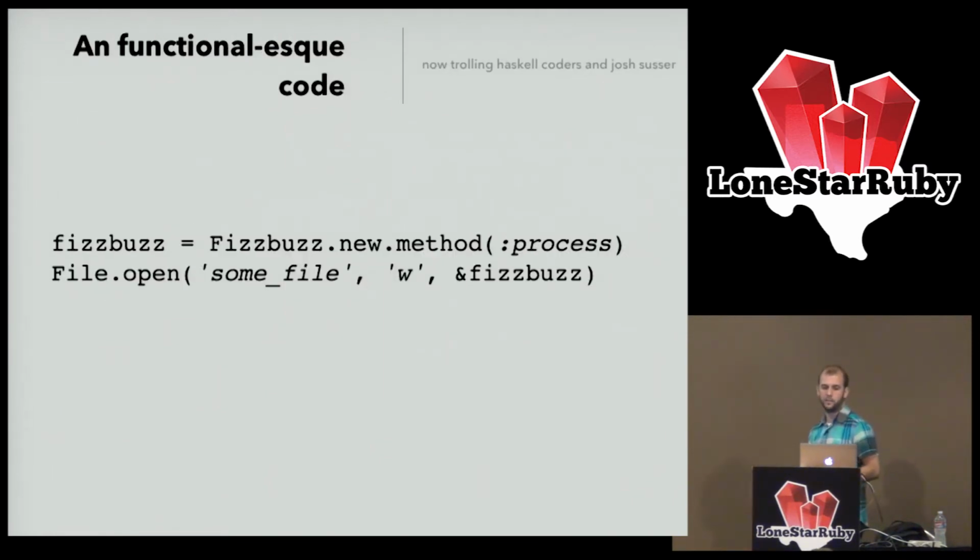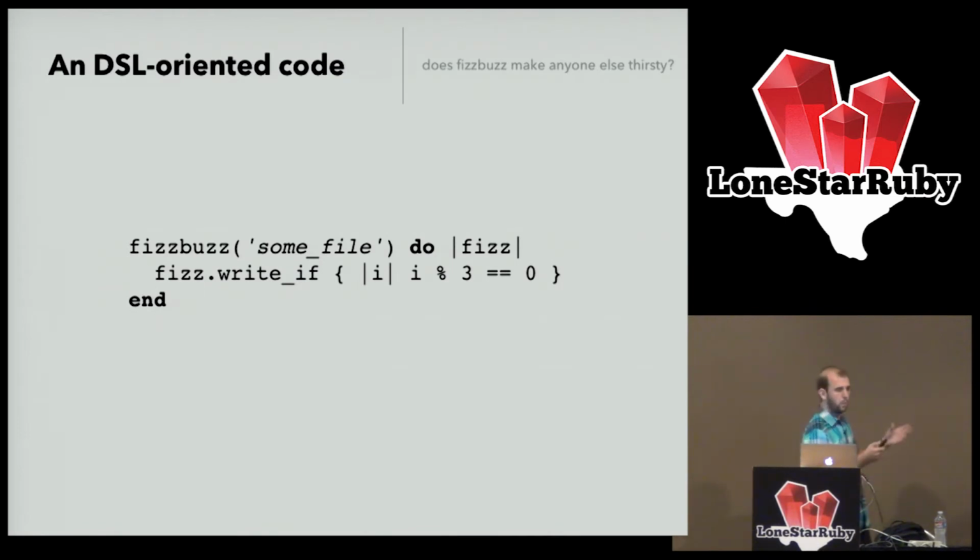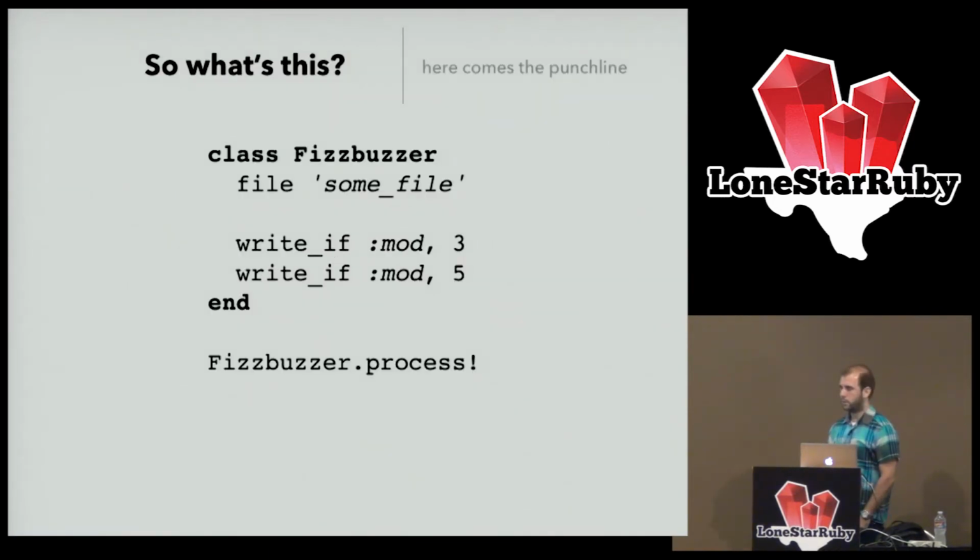You can take that and convert it into something functional-esque, where you pull behaviors off of some object and then pass that behavior onto another message. You could take some of that boilerplate out and turn it into a little DSL. So now we're not thinking about files anymore. We're just thinking about when should we write out our fizz-buzz things. So we got past DSLs. What's this? Is this object-oriented programming? Is this language DSL-oriented programming? This is even further removing the boilerplate.